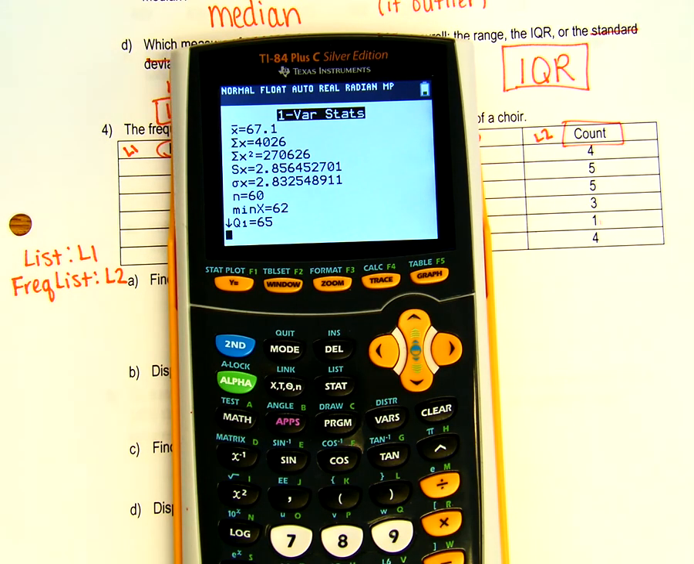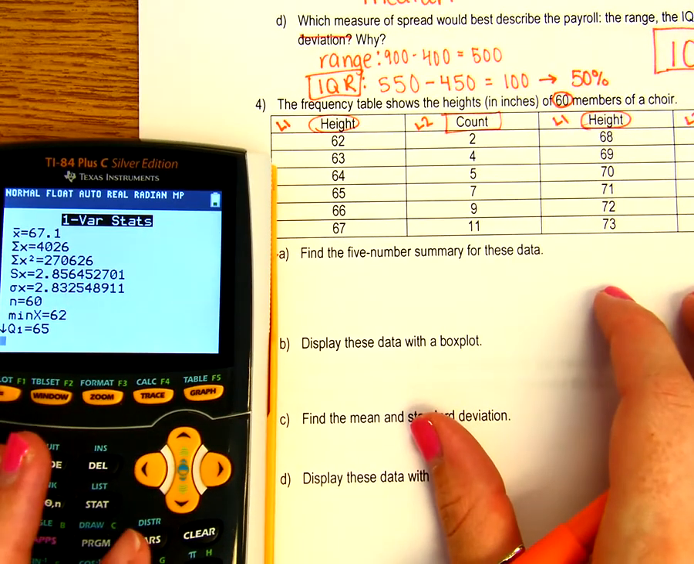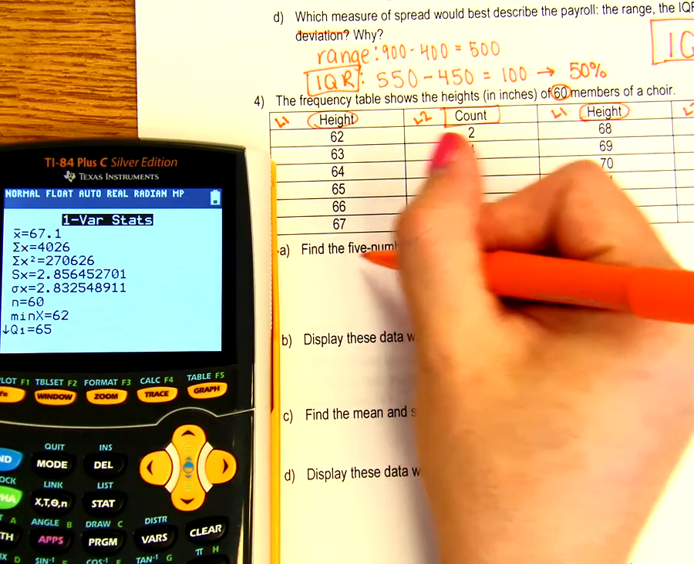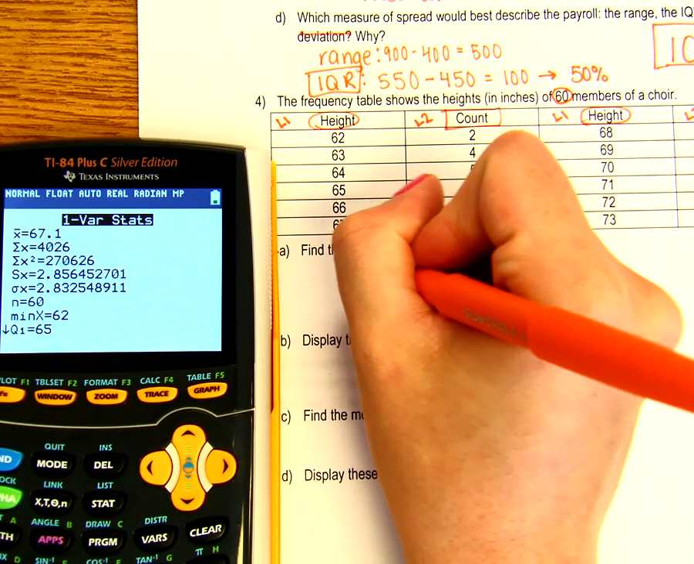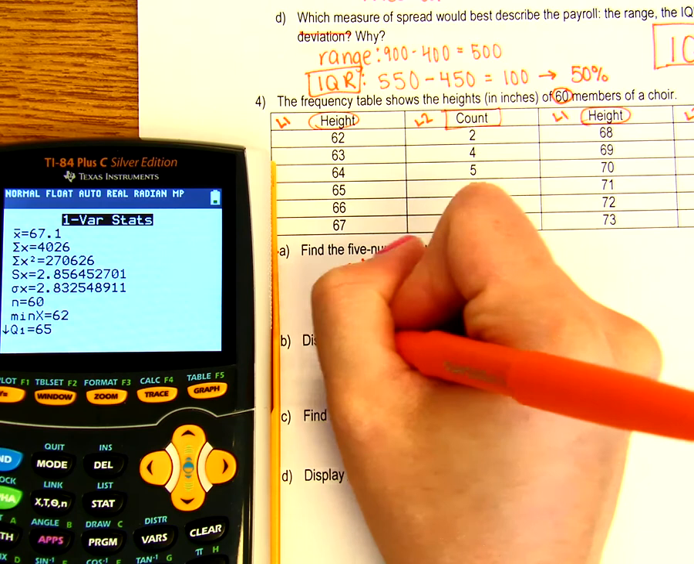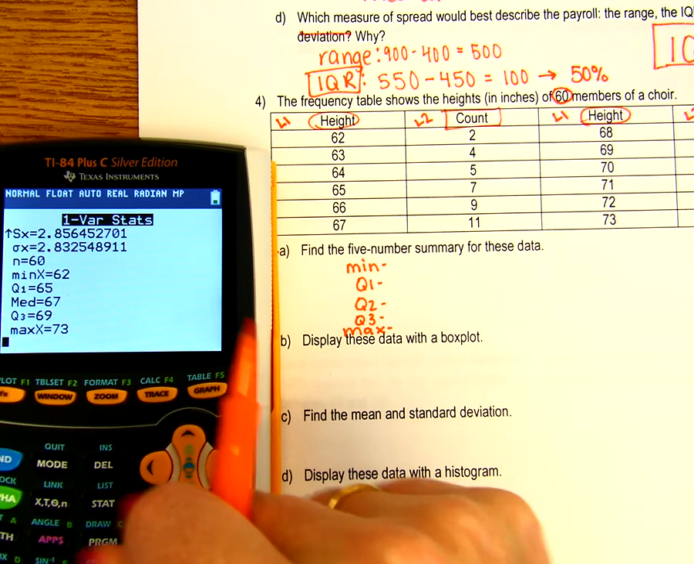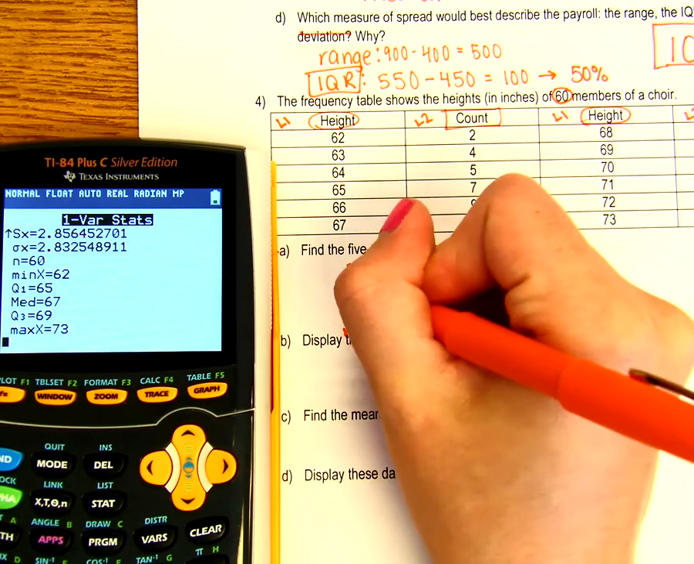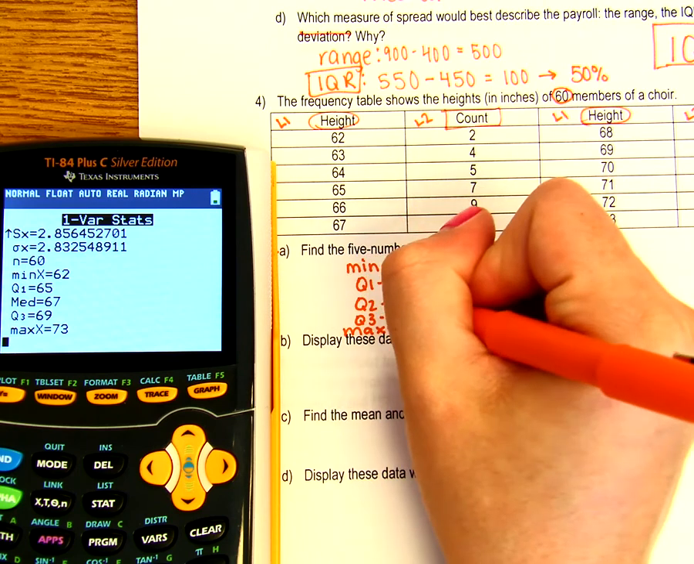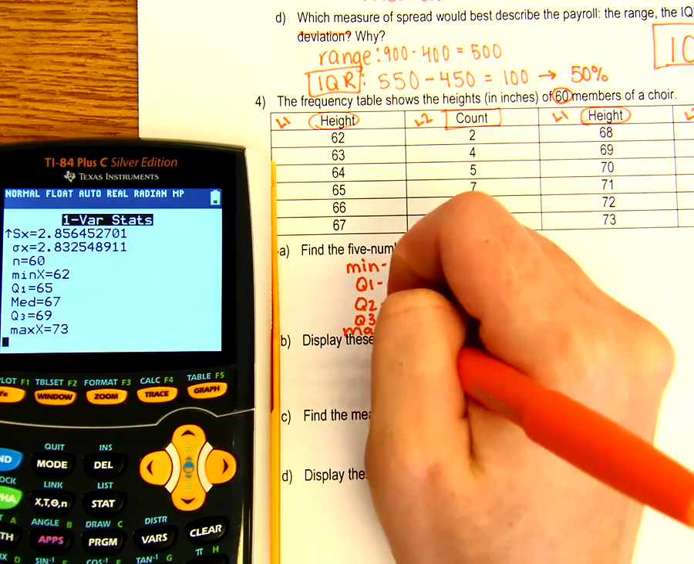Now our calculator is going to take the information that we plugged into L1 and L2 and give us all the information that we're going to use to fill in the answers to questions A, B, C, and so forth. The first question's asking for the 5-number summary. So that's the min, the Q1, the Q2, the Q3, and the max. So we scroll all the way down here. Our min is 62, Q1 is 65, Q2 is our median, which is 67, Q3 is 69, and our max is 73.